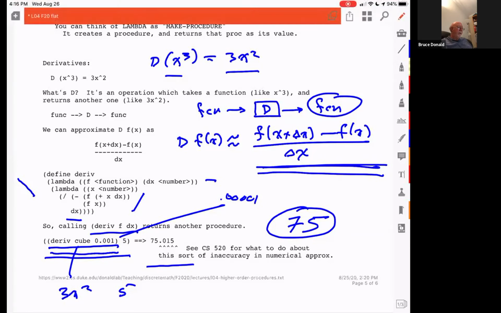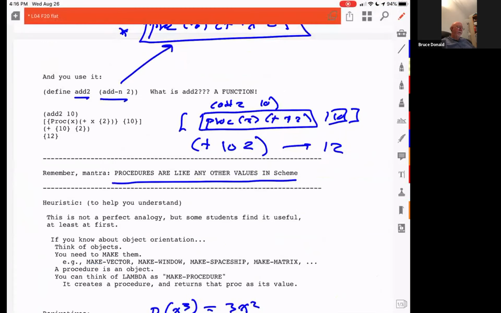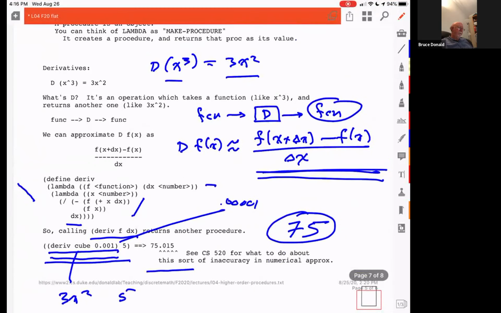All right, any questions on our glimpse at higher order procedures that return functions as their values? And in particular, any comments on implementing derivatives in Scheme?